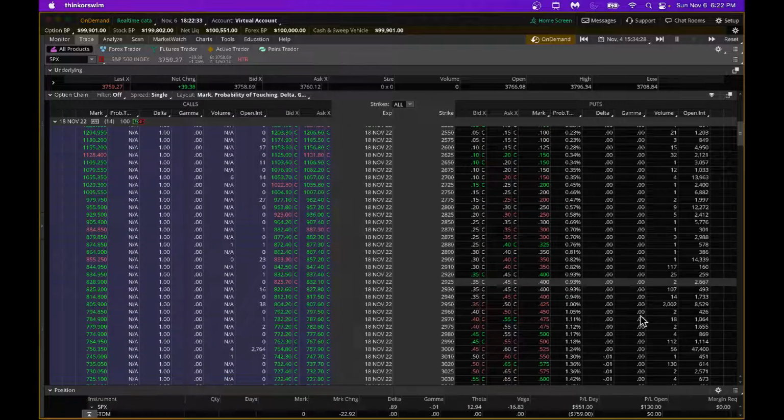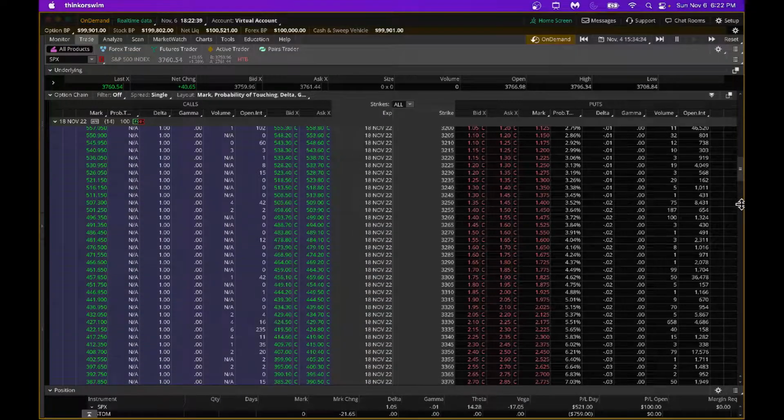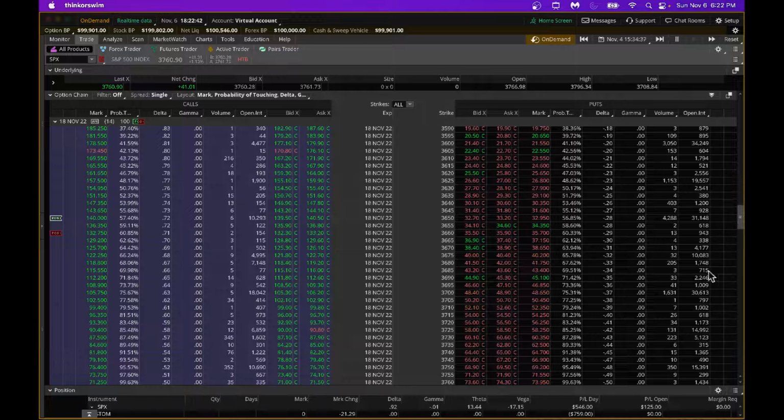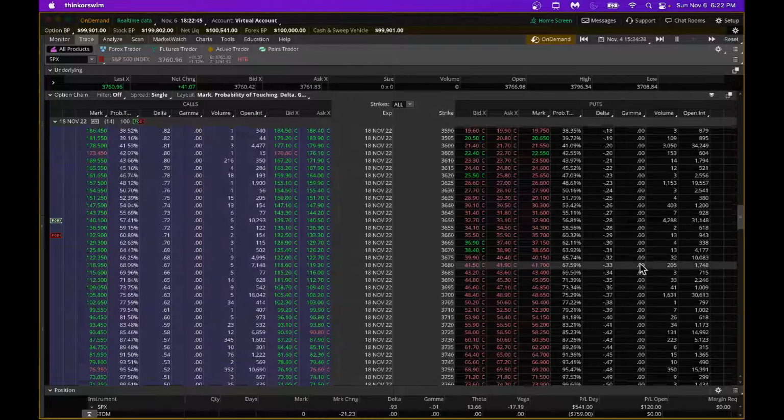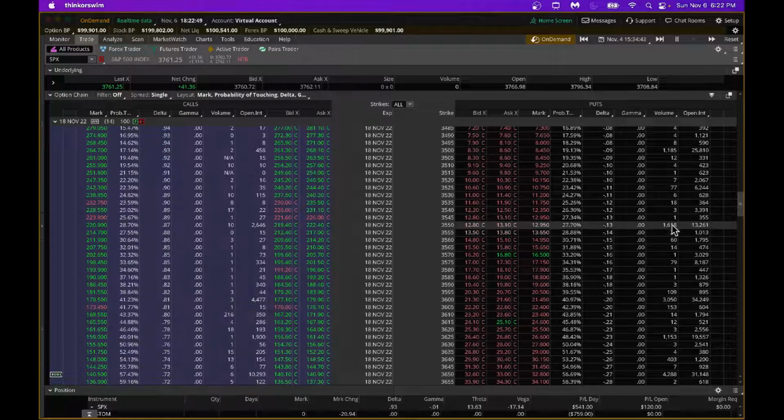What we did is we looked at the delta here. If I go all the way down here, we looked at the high delta, and we got some here around delta 10 or so. You can find some high open interest here. We got a few of them here.